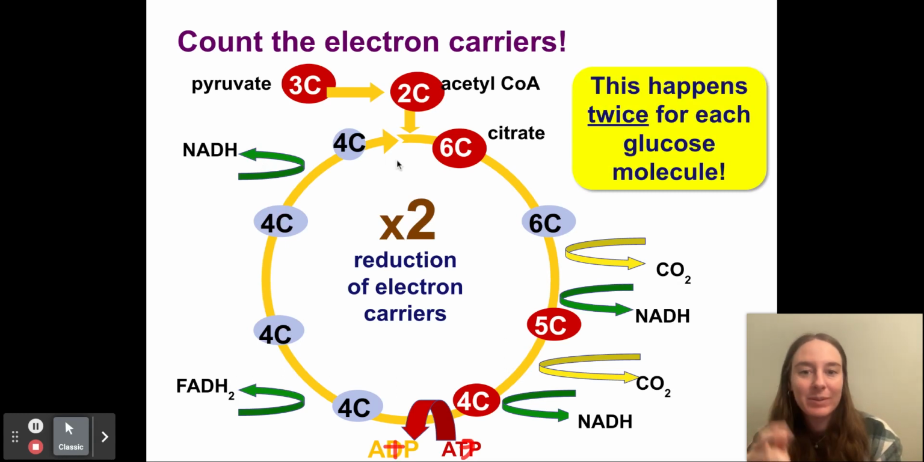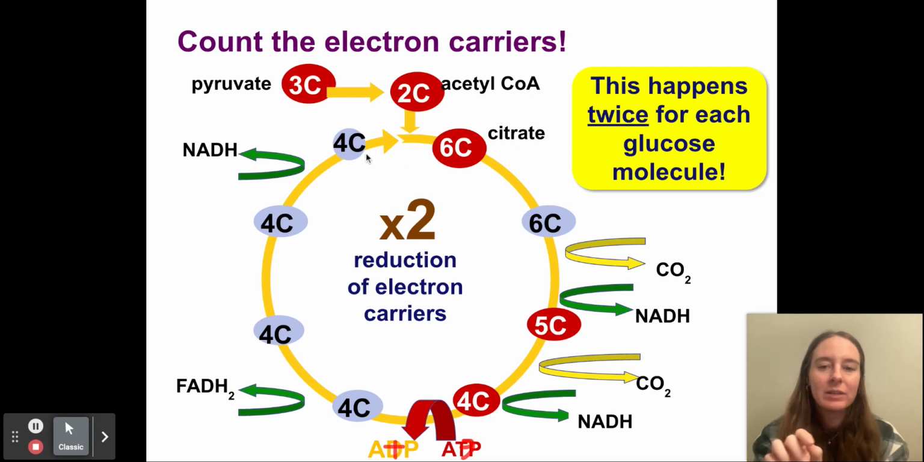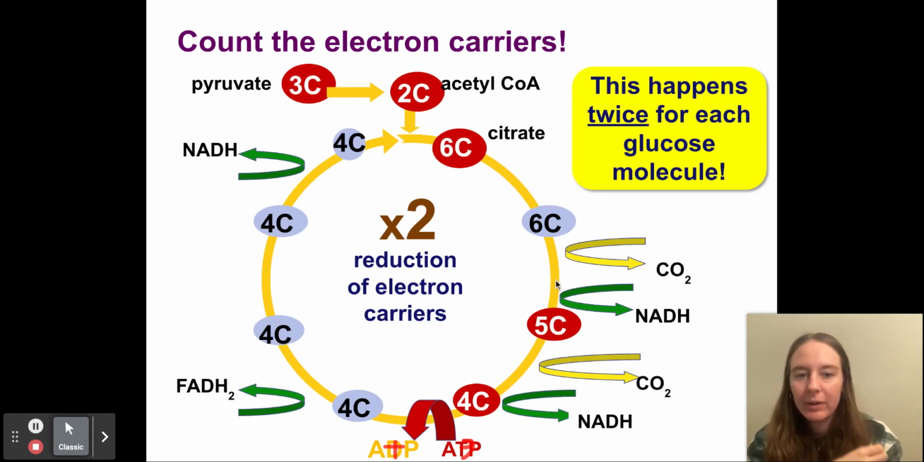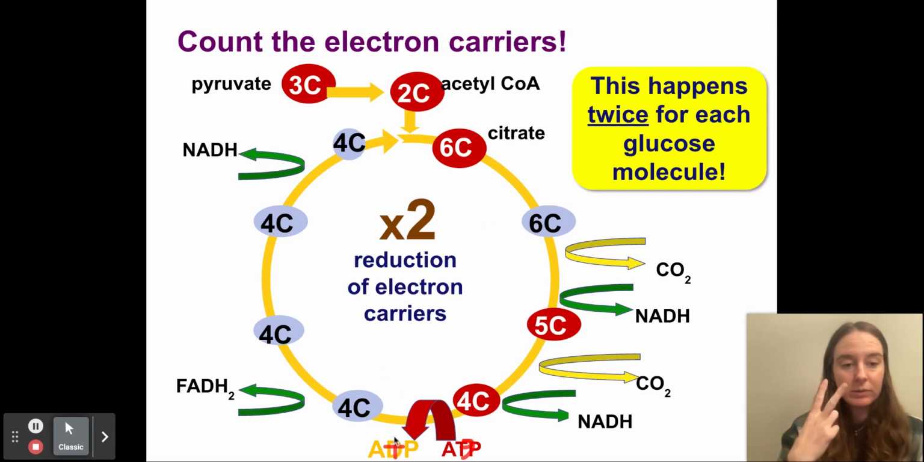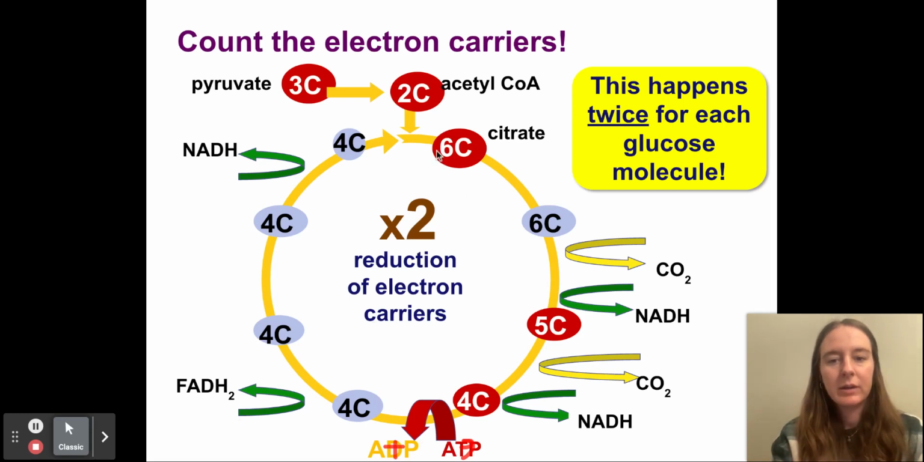And this happens again because remember, we have two acetyl-CoAs. So in total, we're going to make 1, 2, 3 NADHs the first time, and then it goes around again. So 6 total NADHs in the citric acid cycle. The first time around, we make 1 FADH2, but then it goes around again for our second acetyl-CoA, and now we're making 2 FADH2. And because this goes twice, we only got 2 ATP total from the oxidation of these carbons.